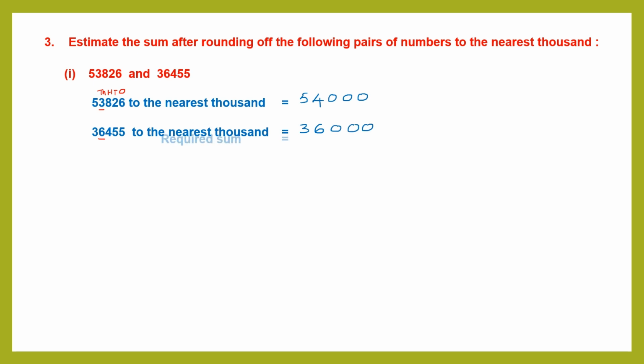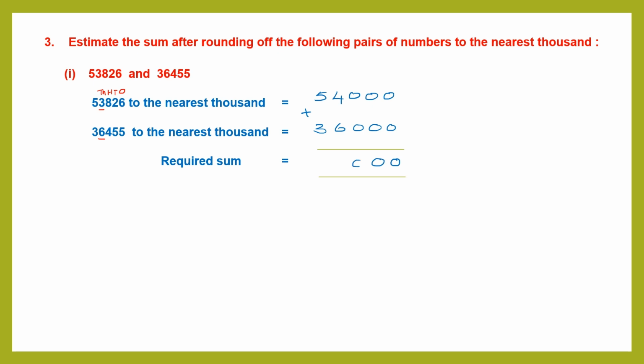Now we have to find the required sum. So to find the required sum, we have to add up the two numbers. 0 plus 0 is 0, and again we have a 0 and 0. 4 plus 6 is 10, carry 1. 5 plus 1 is 6. 6 plus 3 is 9. 90,000. So the required sum is 90,000.